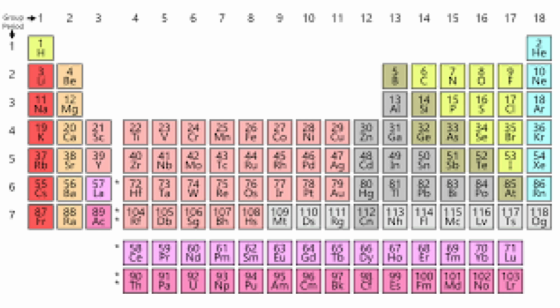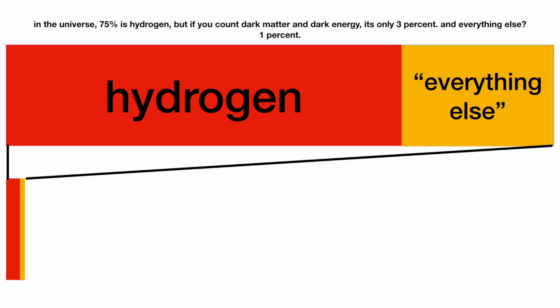Anyway, so here's the periodic table. And before I do anything else, I'm just going to say it's really beautiful. How big of a geek am I to say that? Anyway, so in the universe, 75% of it is hydrogen. But if you count dark matter and dark energy, it's only 3%. And everything else, 1%.